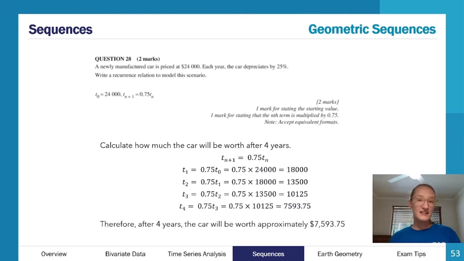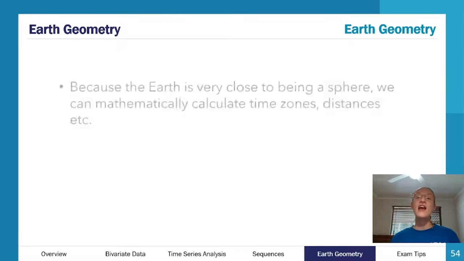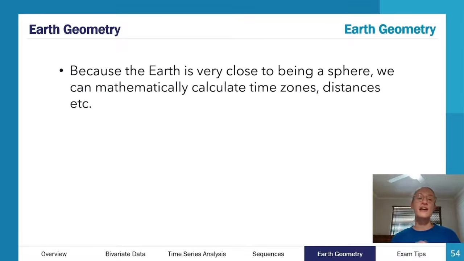And then ask for the answer in a sentence, so answer in a sentence. Make sure you're getting all of those marks. So therefore, after 4 years, the car will be worth approximately $7,593.75. Amazing. So that is an overview of our sequences. We only have like 5 or so minutes left, so I'm just going to quickly go through a few key ideas for earth geometry and then a few final exam tips if we get the time.